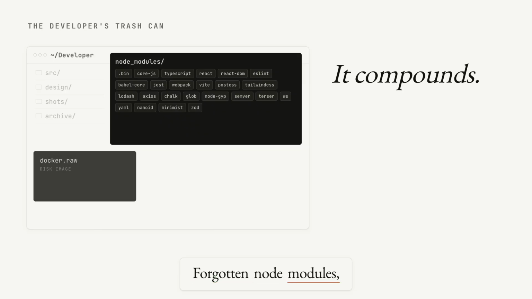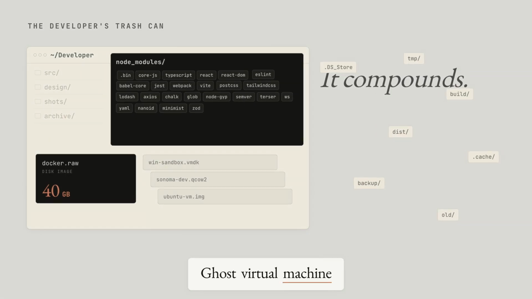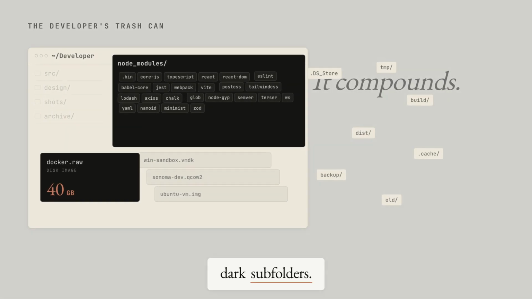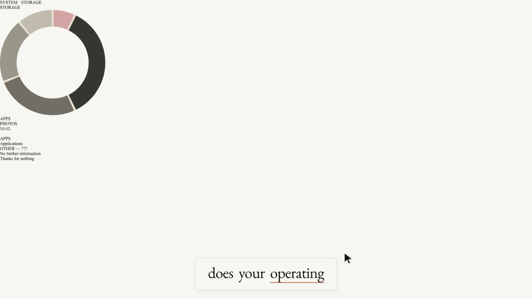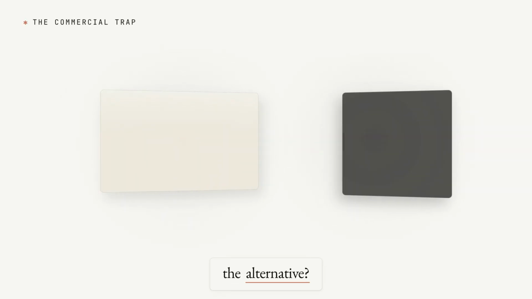Forgotten node modules, 40 gigabyte Docker caches, ghost virtual machine images sitting in dark subfolders. And what does your operating system do? Shows you a pretty pink bar labeled Other, and leaves you completely in the dark. Thanks for nothing. So what's the alternative?